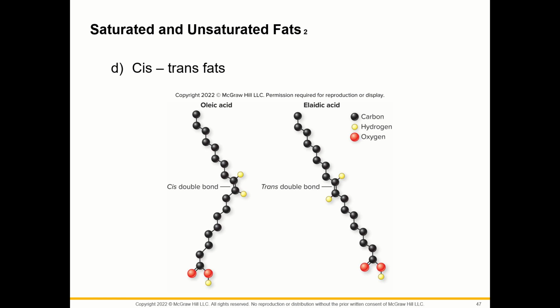Note that only these hydrogens and the ones on the carboxyl group are shown. Those carbons that are joined by single bonds are also each bonded to two hydrogen atoms, but those hydrogen atoms are not illustrated.